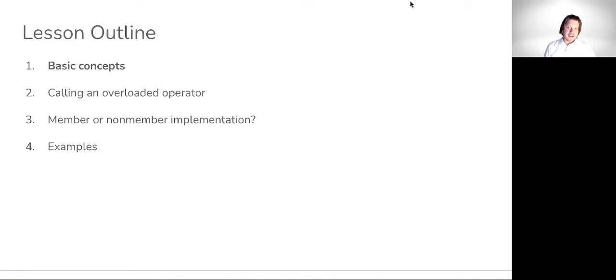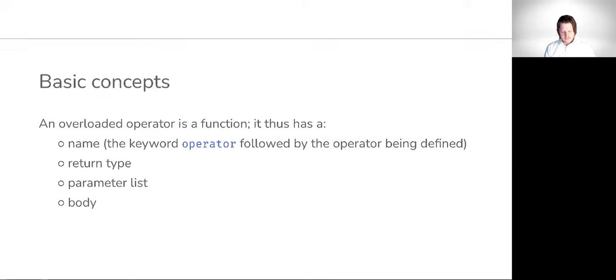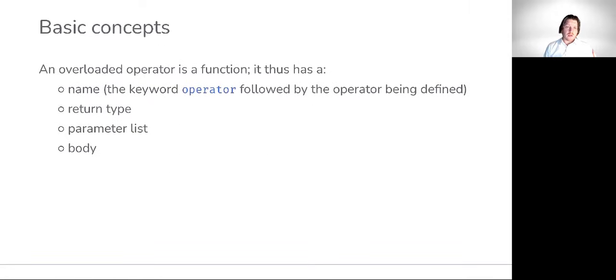Howdy. So let's go ahead and get into some basic concepts of operator overloading. An overloaded operator is going to be defined as a function, and it's going to have, as any other function, a name, which is going to be the keyword operator followed by the operator being defined, a return type, a parameter list, and then a body, which will define what it means for that operator to be overloaded.